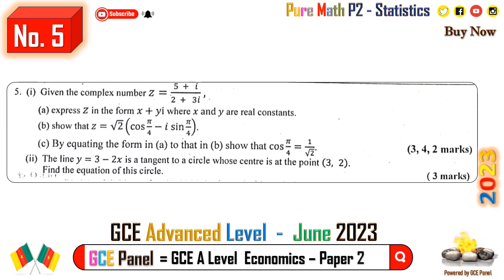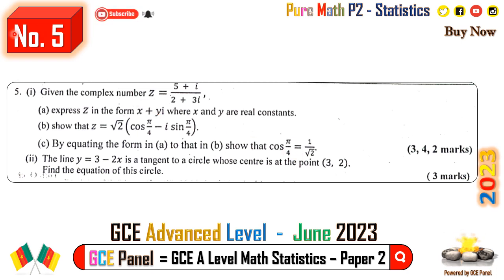Question 5. Given the complex number z equals (5 plus i) on (2 plus 3i). A. Express z in the form x plus yi, where x and y are real constants. B. Show that z is equal to root 2 (cos pi on 4 minus i sin pi on 4). C. By equating the form in A to that in B, show that cos pi on 4 is equal to 1 on root 2.